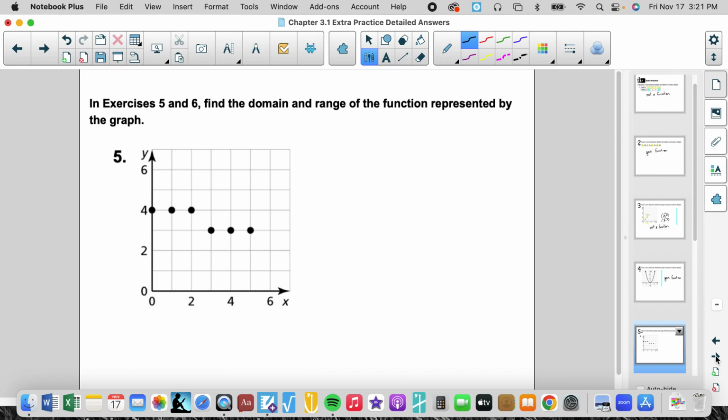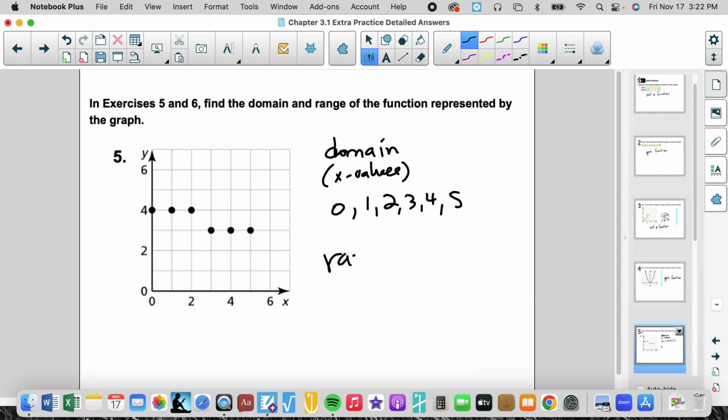Same thing here. For 5 and 6, find the domain and range of the function represented by the graph. When we say domain, we're talking about our x values. They want a list, since these are discrete, meaning they're not continuous. So my x values are going to be 0, 1, 2, 3, 4, and 5. Those would be my domain, those specific numbers.